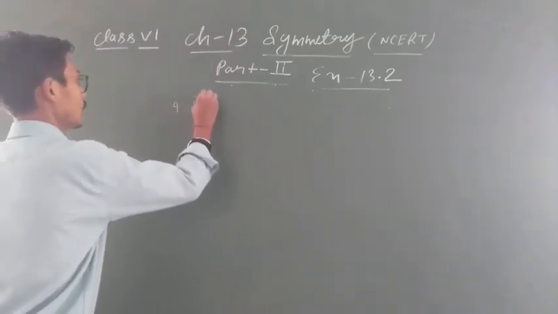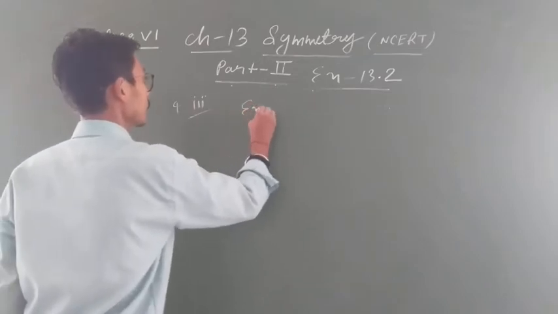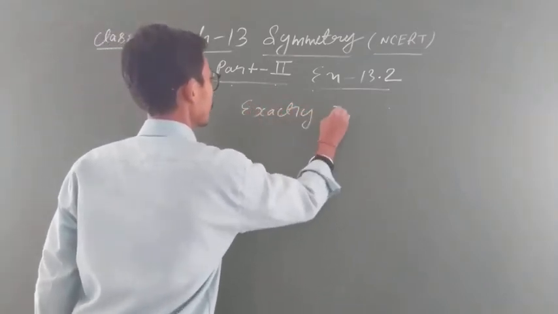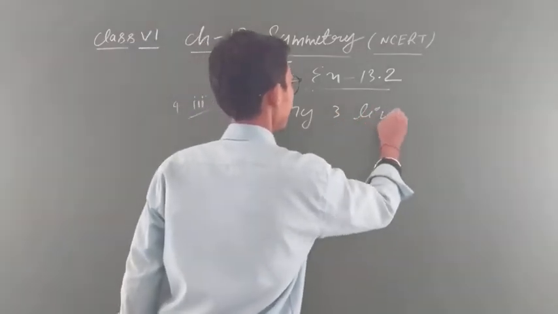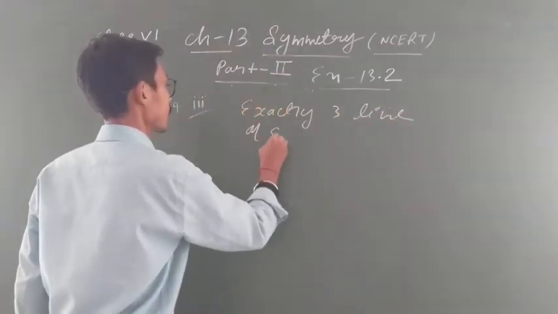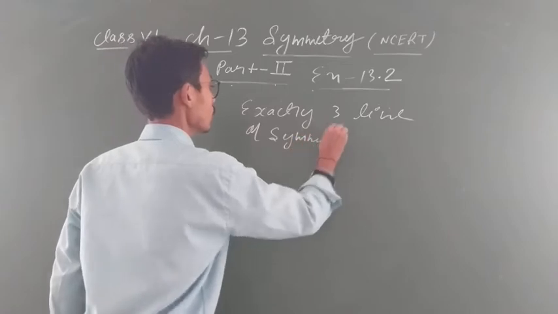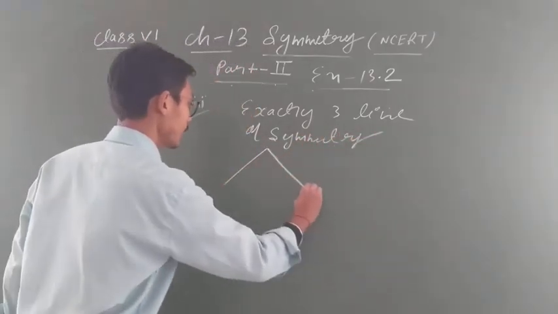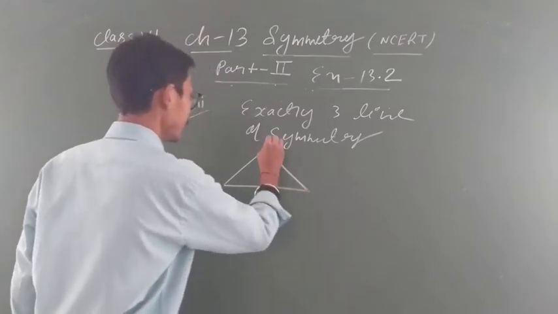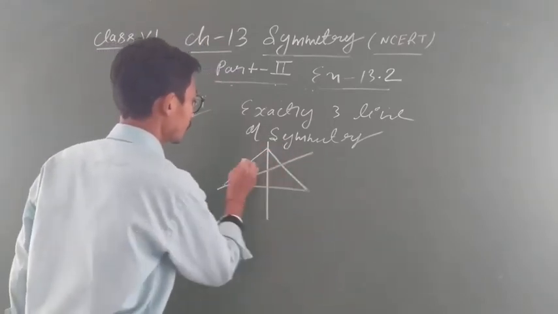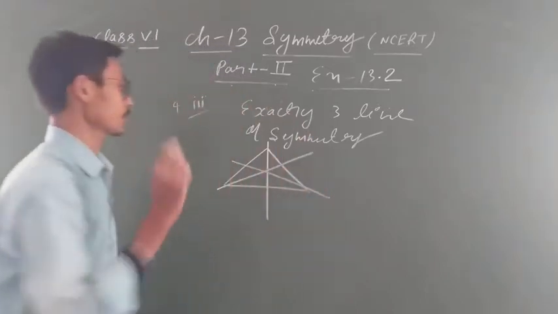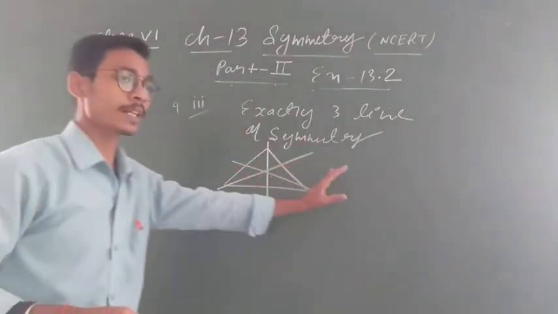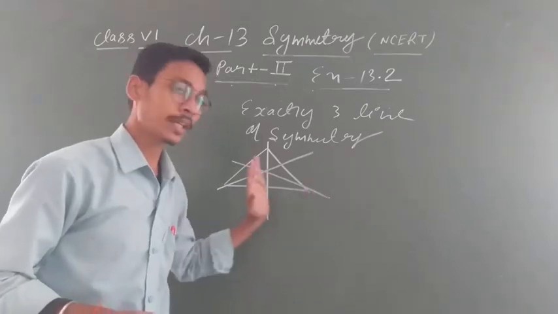Third question, see, it is given exactly three lines of symmetry. This is very easy, student, you know very well that exactly three lines of symmetry means an equilateral triangle: one line of symmetry, two lines of symmetry and three lines of symmetry. So in this question you will write yes, equilateral triangle, and you will draw the diagram.